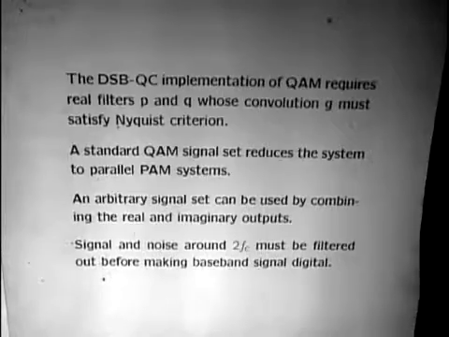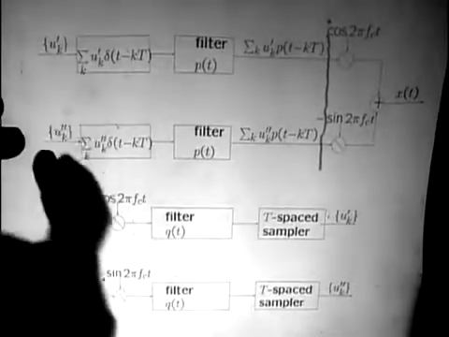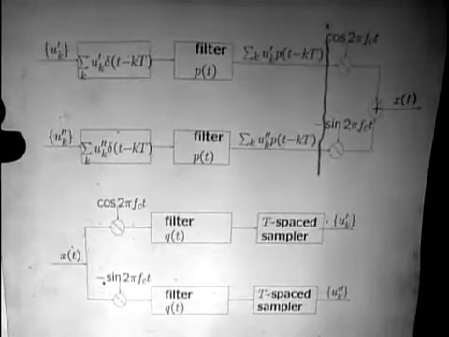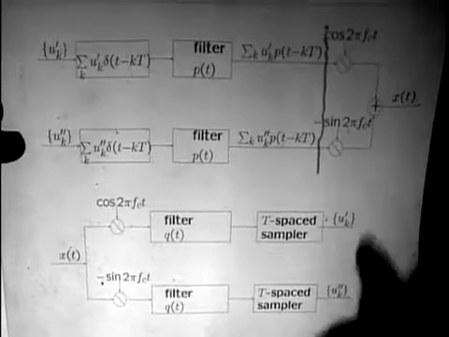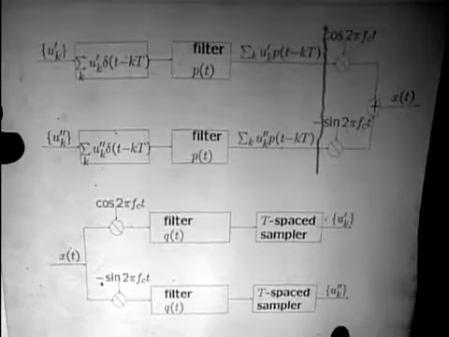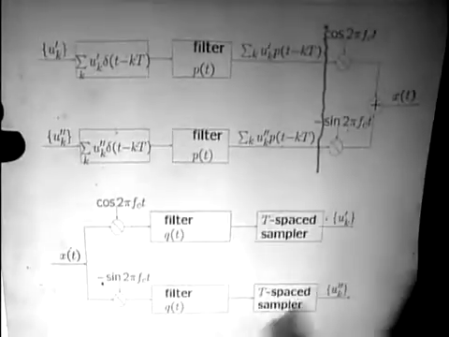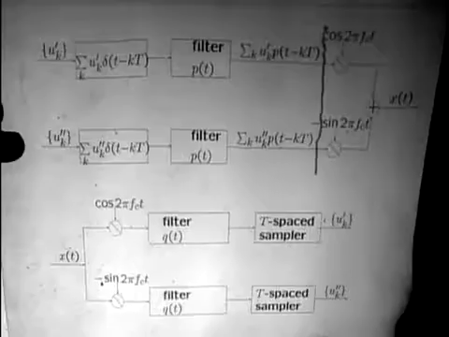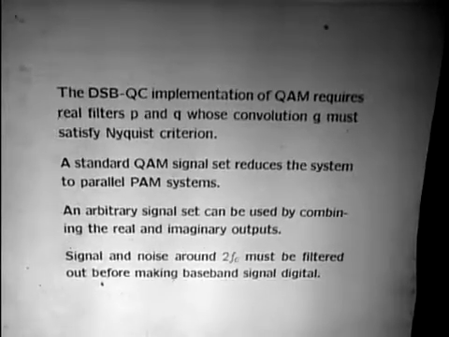If, in fact, you don't use a standard QAM set, namely, if these two things are mixed up in some kind of circular signal set or something, then what comes out here has to be demodulated in the same way. So you don't have the total separation, but the real part of the system is the same in both cases. I think the notes were a little confusing about that.